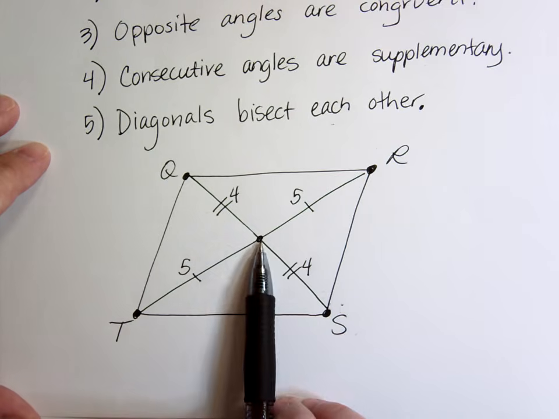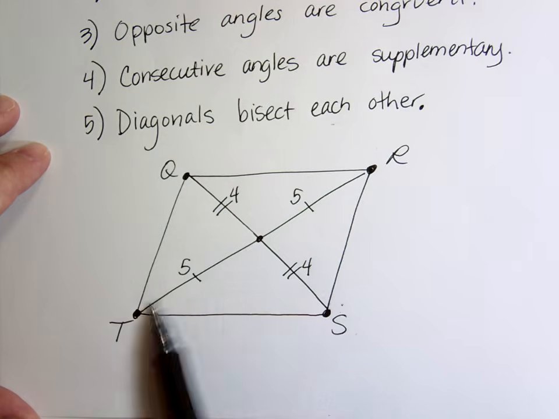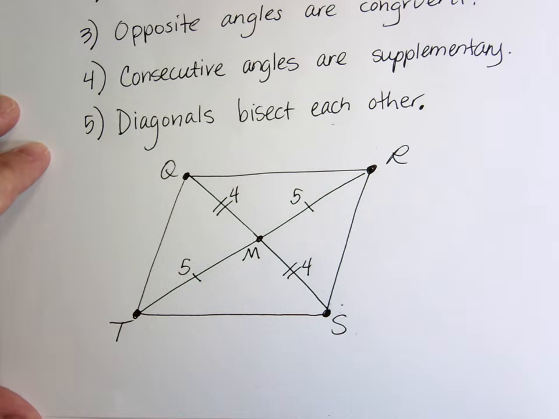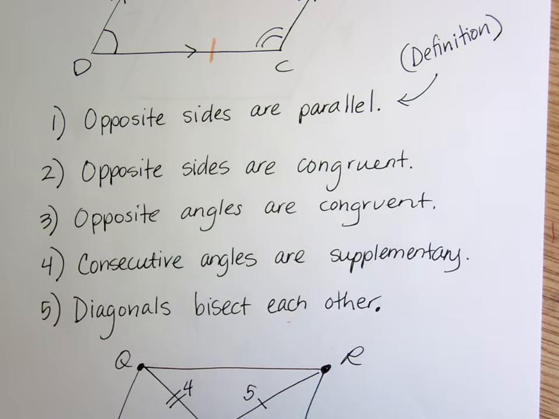Another way of looking at that is the point where they meet is the what of both segments. It's the midpoint. So this is the midpoint of QS, and this is the midpoint of RT. Let's go ahead and call it M since it's a midpoint. So M is right in the middle of QS and right in the middle of RT because the diagonals bisect each other. So there are my 5 properties of parallelograms. So let's look at some problems where we might be able to use those.